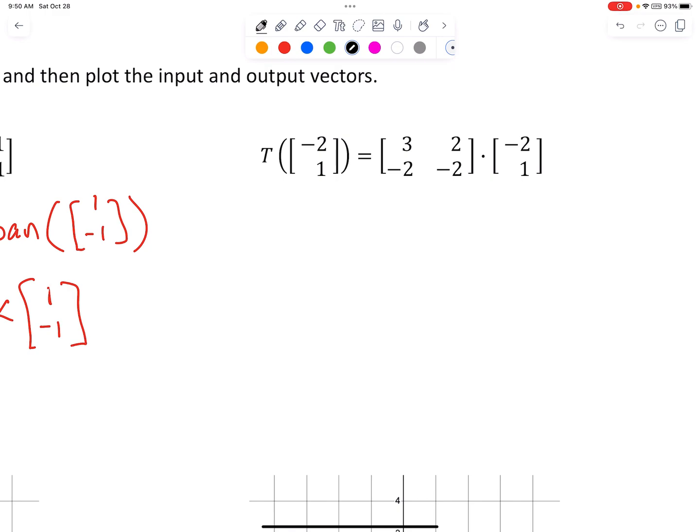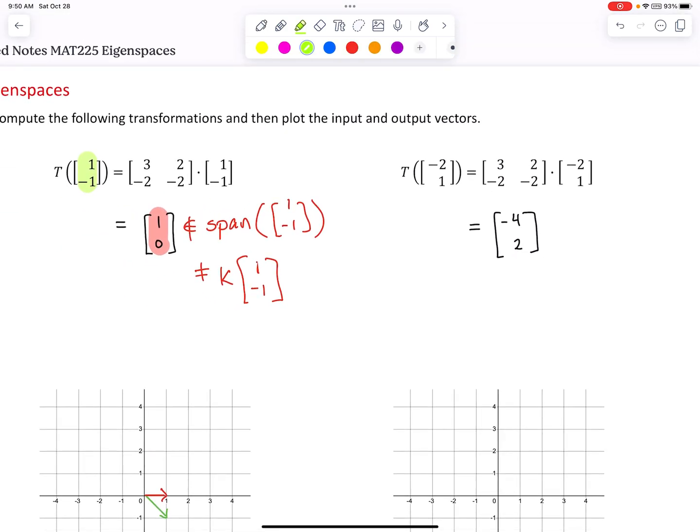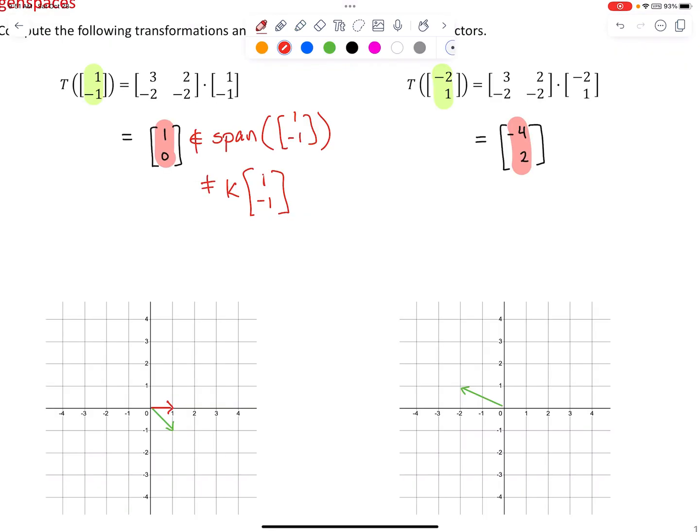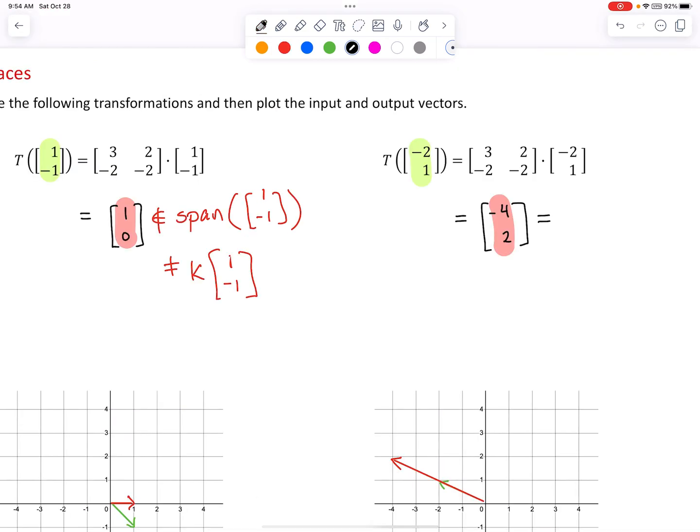Inputting the vector -2, 1, and then multiplying that vector to this standard matrix, we get as the first component -6 plus 2, which is -4, and then 4 minus 2, which is 2. Plotting both the input and output vectors here, the input vector is -2, 1, and the output vector is -4, 2. In this case, we notice that the output vector is actually a multiple of the input vector. And specifically in this case, it's a doubling of the input vector.